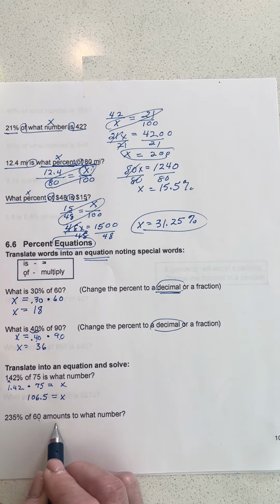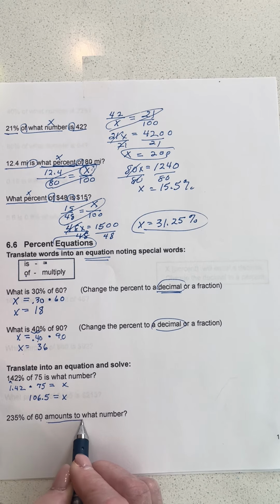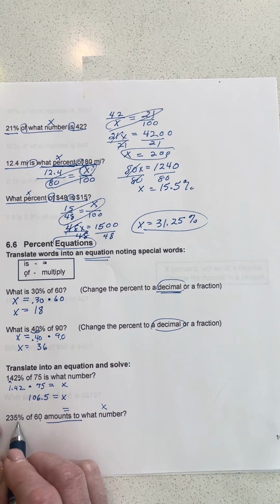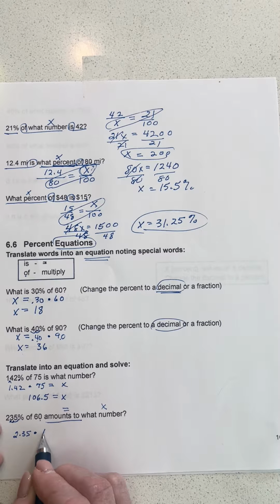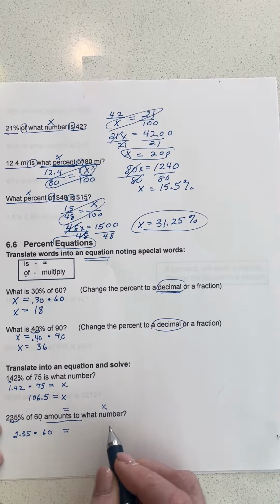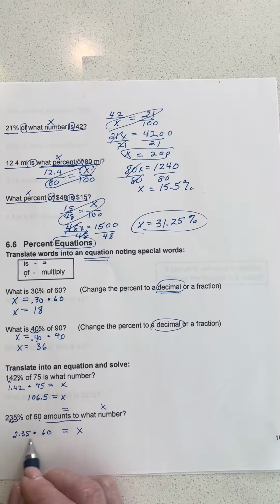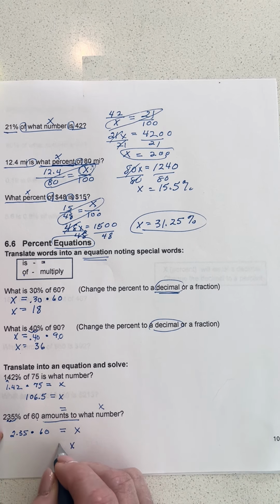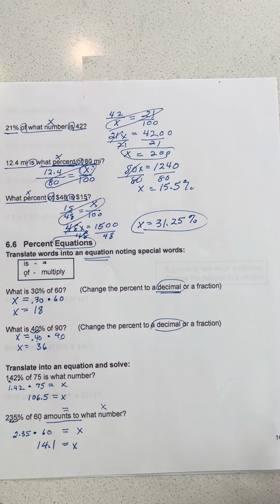235% of 60 amounts to, this is equals, what number? So we're going to change the percent to a decimal. Of means multiply. 60 equals or amounts to what? So I'm just putting this in my calculator. And I am getting x is equal to 14 1/10.